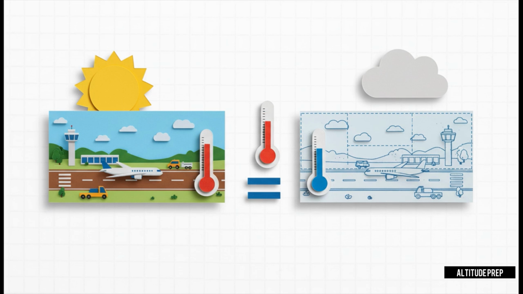So here's the punchline. This is why ISA is so important for us in the cockpit. We are constantly comparing the real atmosphere outside to this standard model. The difference between the actual temperature and what ISA says it should be at your altitude, that's called the ISA deviation. And that one little number tells you a huge amount about how your aircraft is going to perform.